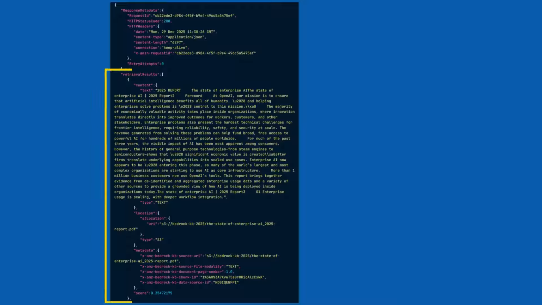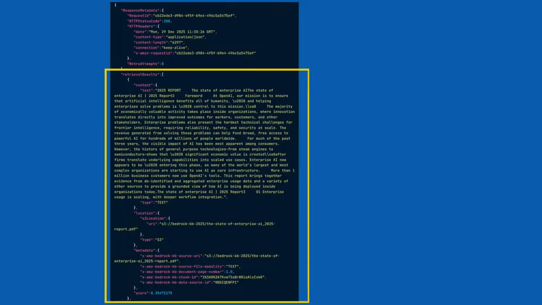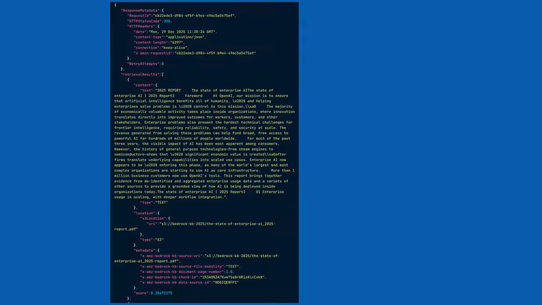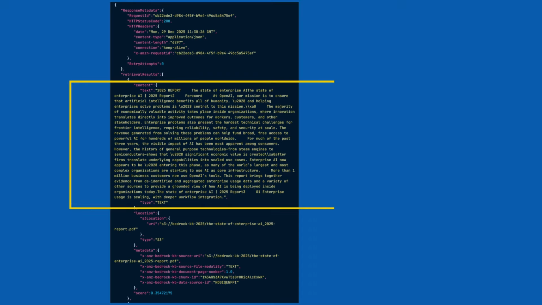Next, we have the retrieval results. This is the heart of the response. Each item here represents a chunk of text that the system found relevant to your query. Let's look at the first result. The content field shows text from the document. In this case, it begins with "The 2025 Report: The Status of Enterprise AI", which tells us the title of the report we are asking about.